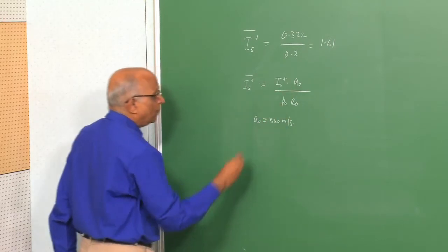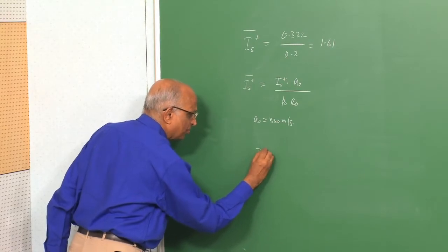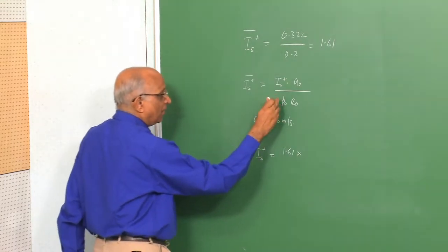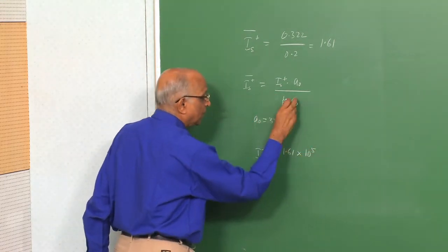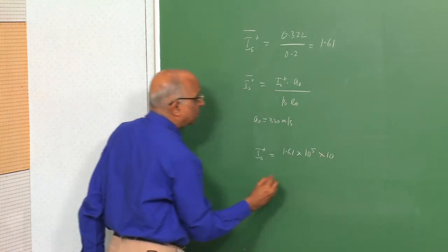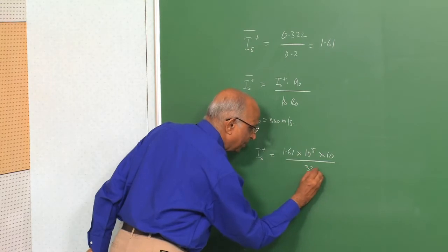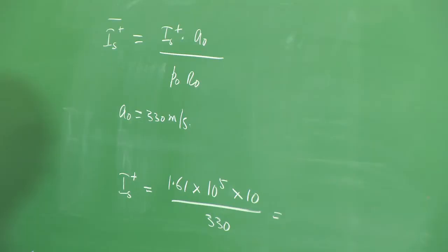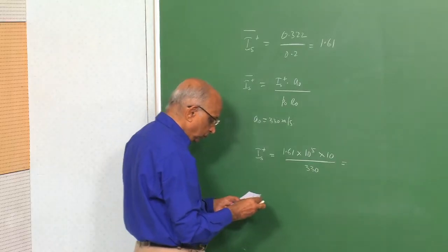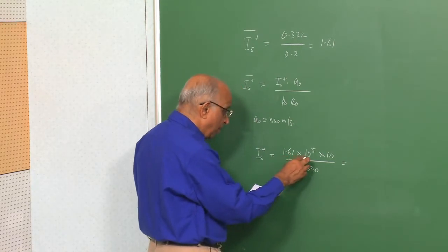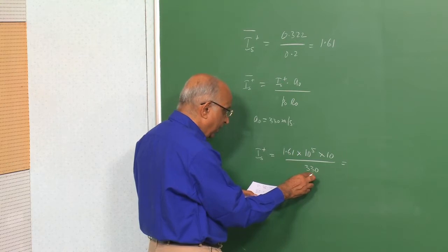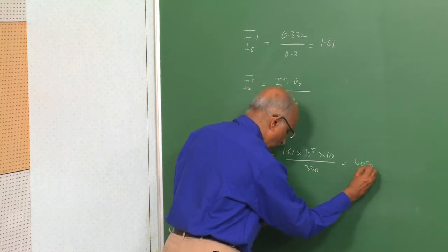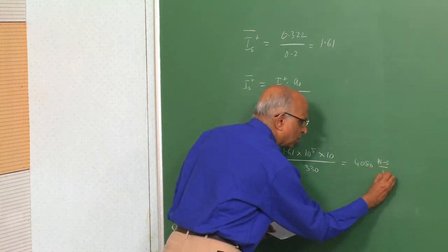This should have been given to you, and therefore, I get the value of Is, this positive specific impulse, as equal to 1.61 into the value of pressure, 10 to the power 5 Pascal. The value of R naught we determined as equal to 10 meters, divided by the sound speed, which is 330 meters per second. Therefore, the specific impulse comes out to be 1.61 into 10 to the power 5 divided by 330, into the value of R naught, 10 over here, which is equal to 4080 Newton second per meter square. This is the value.